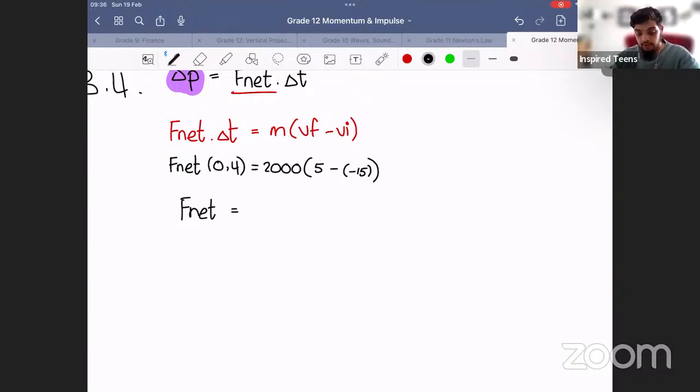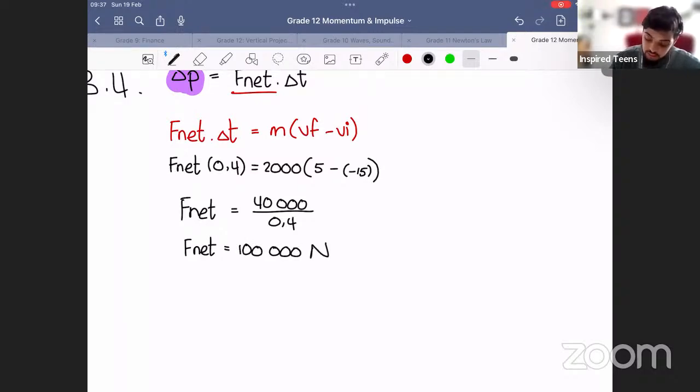2,000, open brackets, 5 minus 15, which is basically 5 plus 15. You get 40,000. Okay, when you do this calculation, you're going to divide both sides by 0.4, and it cancels. When you divide it by 0.4, you get the net force as 100,000 newtons. Okay, is someone doing it along with me? Can you confirm that this is the correct calculation?